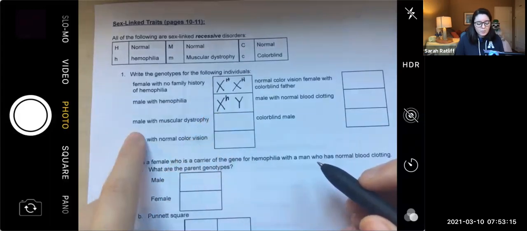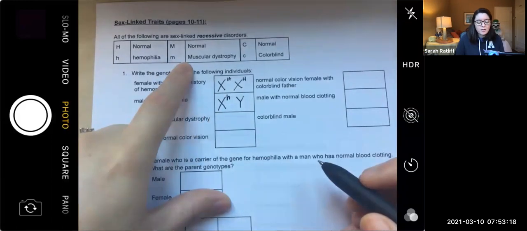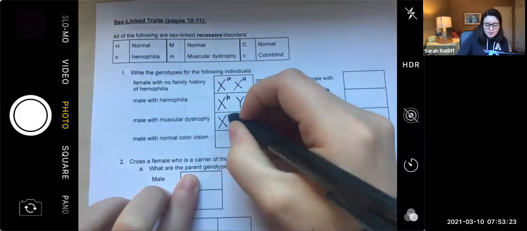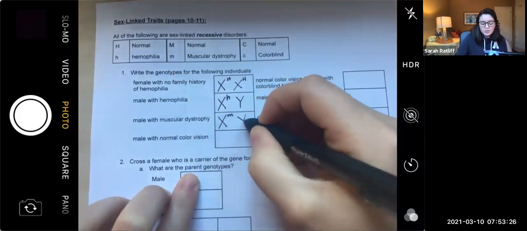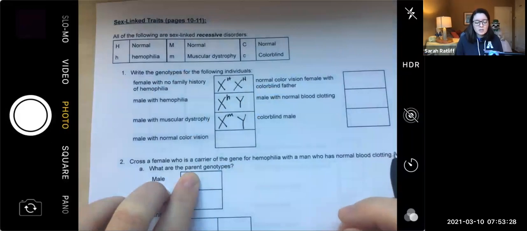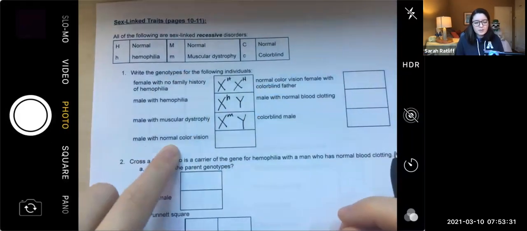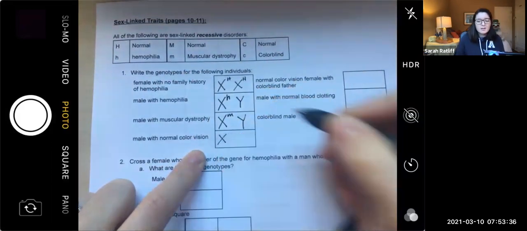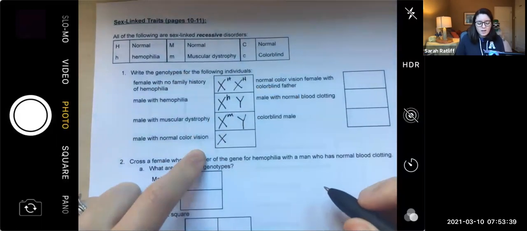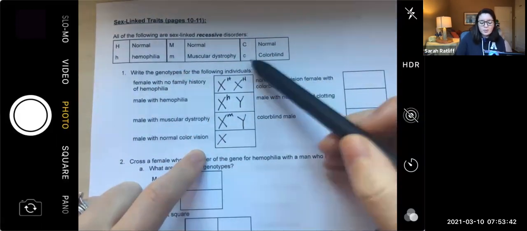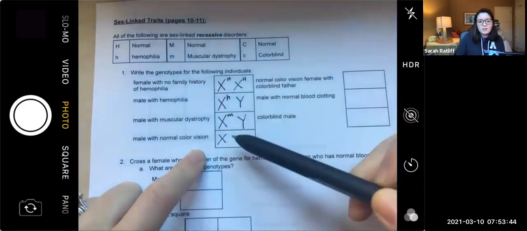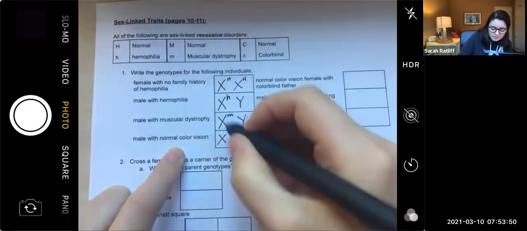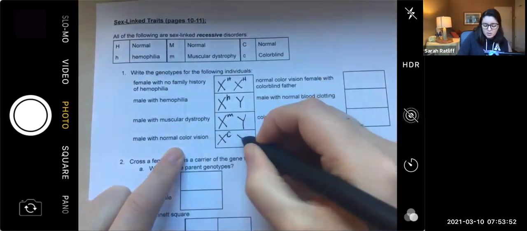All right, next up, a male with muscular dystrophy. Again, muscular dystrophy is recessive, so it's going to be almost exactly like our hemophiliac, except we're going to use a little m for muscular dystrophy. All right, a male with normal color vision. Again, we need to write in our X because males have that 1 X chromosome. And our alleles here, our traits for these various disorders, are found on this X chromosome. So if he's normal, normal means big C. And his Y chromosome.